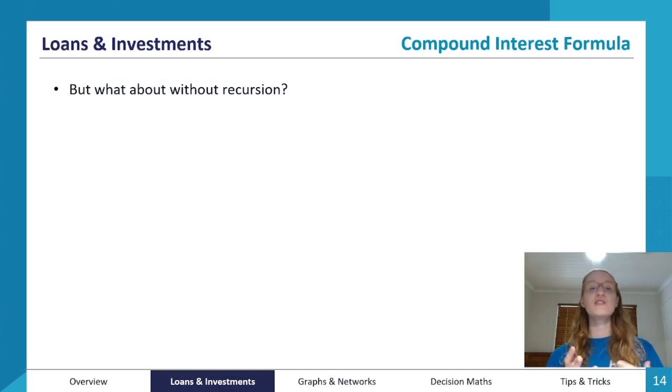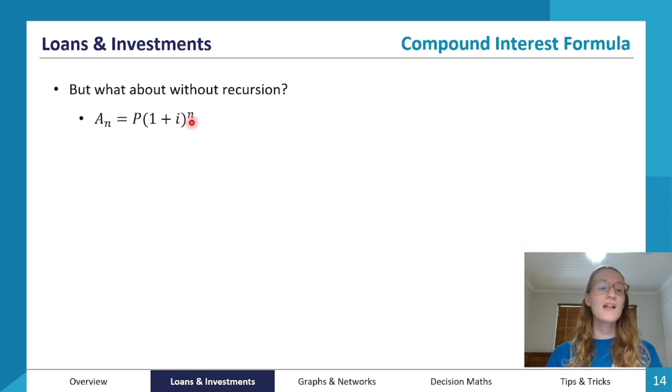So compound interest using recursion is quite time consuming. So what if we wanted to do it without recursion? Thankfully, we have a formula for that, so we can do it. And this is a formula that many of you are probably familiar with. So A_N equals P(1 + I)^N.